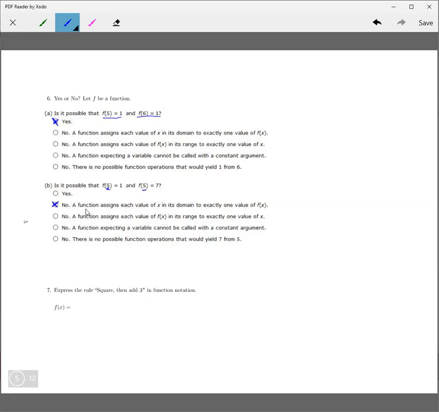And this is the first. A function assigns each value of x in its domain to exactly 1 value f of x. The other answers don't make sense. A function.